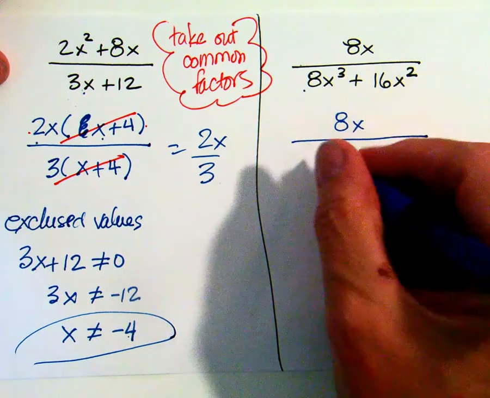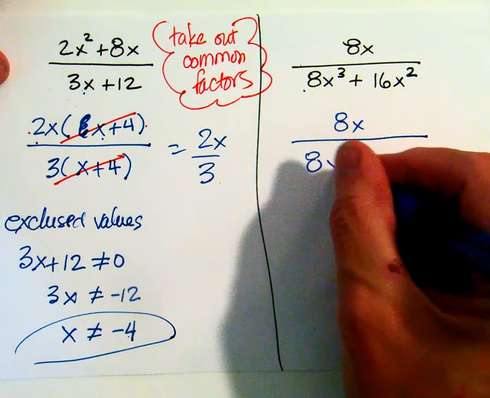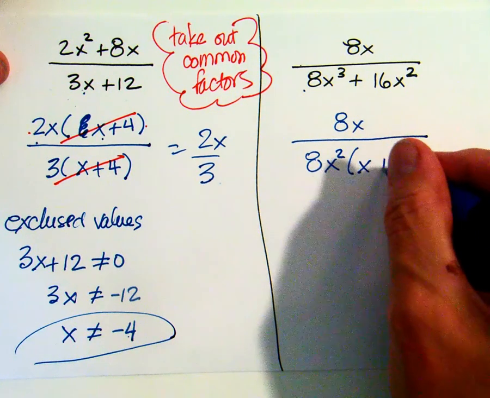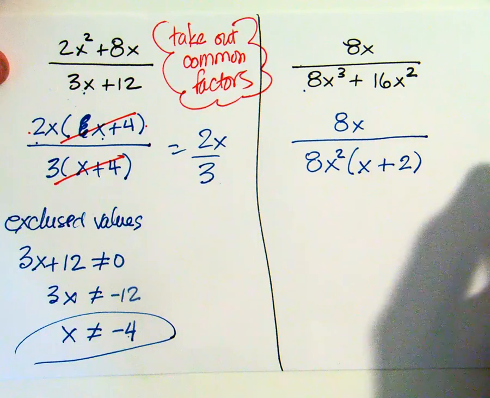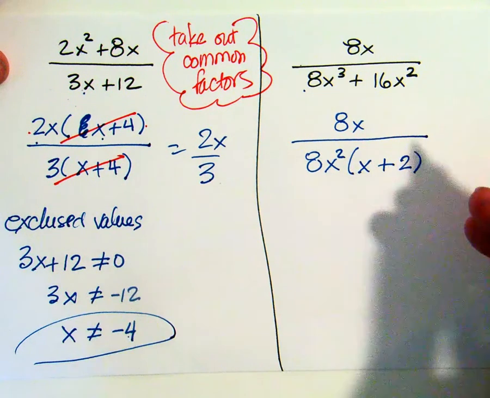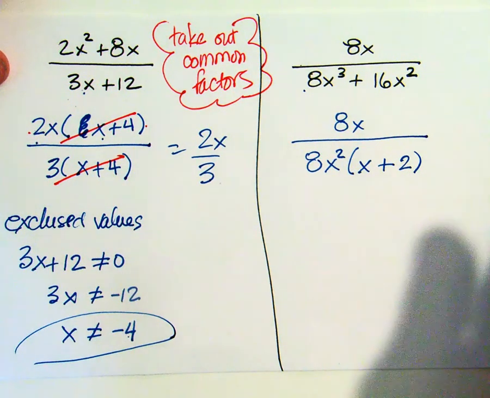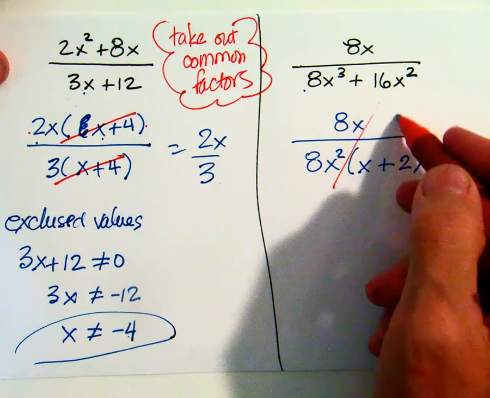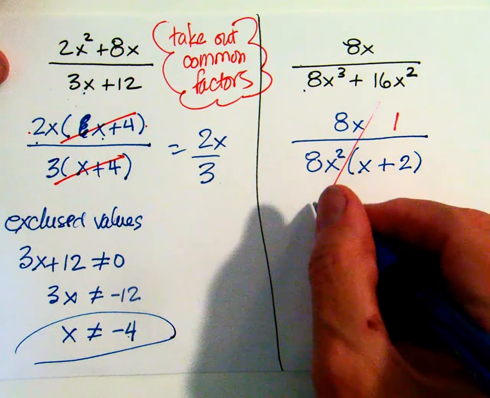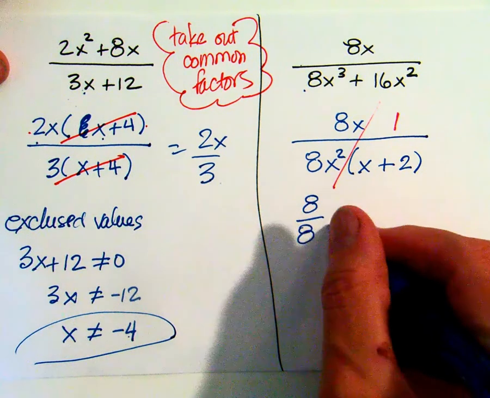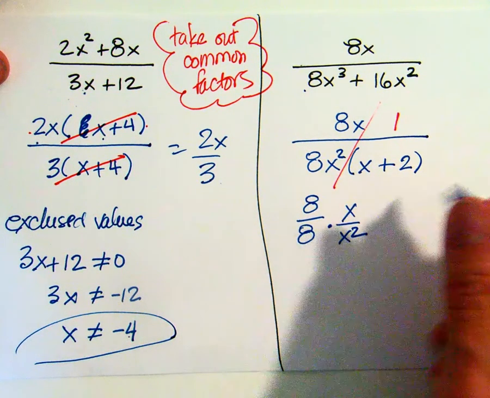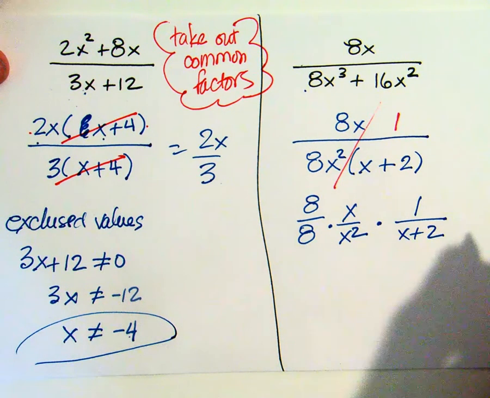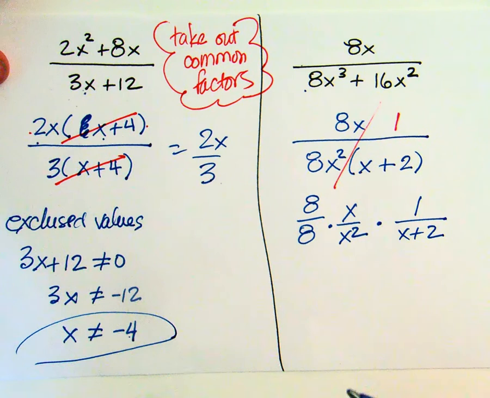Both of those have an 8, and both of them have 2 x's, so that's 8x squared. What's left here would be x, and what's left here would be 2. Again, we might want to break this up and think about it as a fraction, and you can do that by kind of cutting it off here. That would be 8 over 8 times x over x squared times 1 over x plus 2.